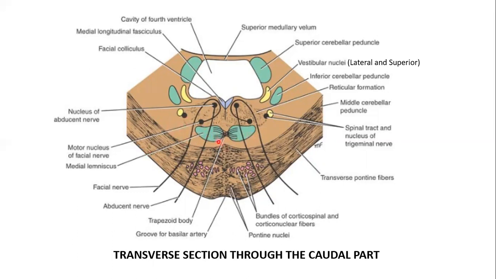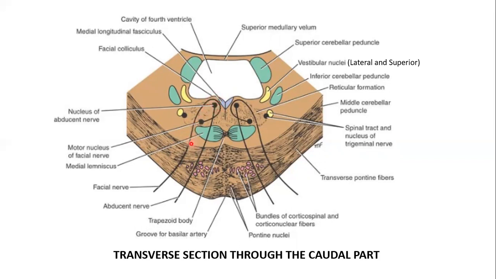This is the layout. Posterolateral to the medial lemniscus is the motor nucleus of the facial nerve. Fibers from this go in this direction, medially, upwards. They produce a projection around the nucleus of the abducens nerve. Here they go there, right?